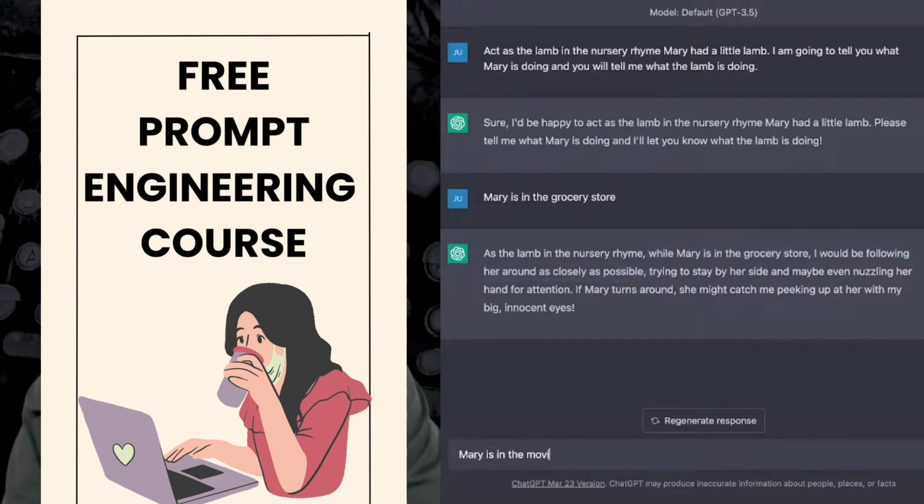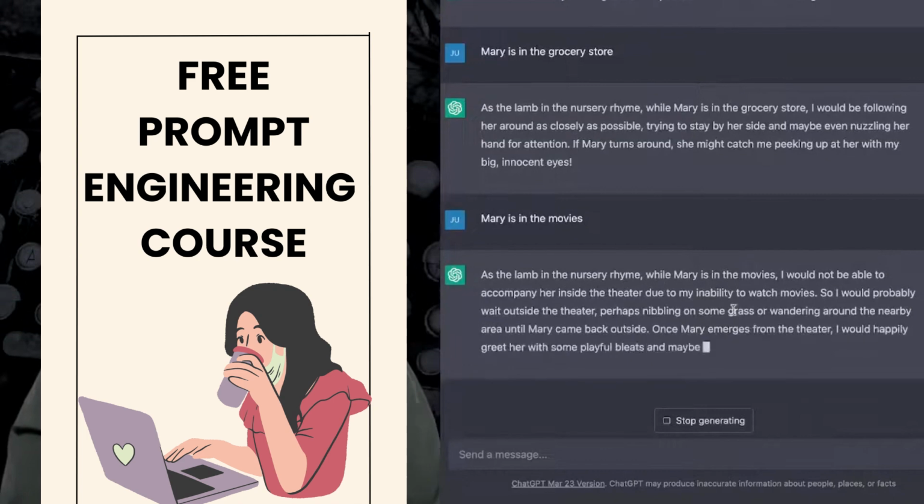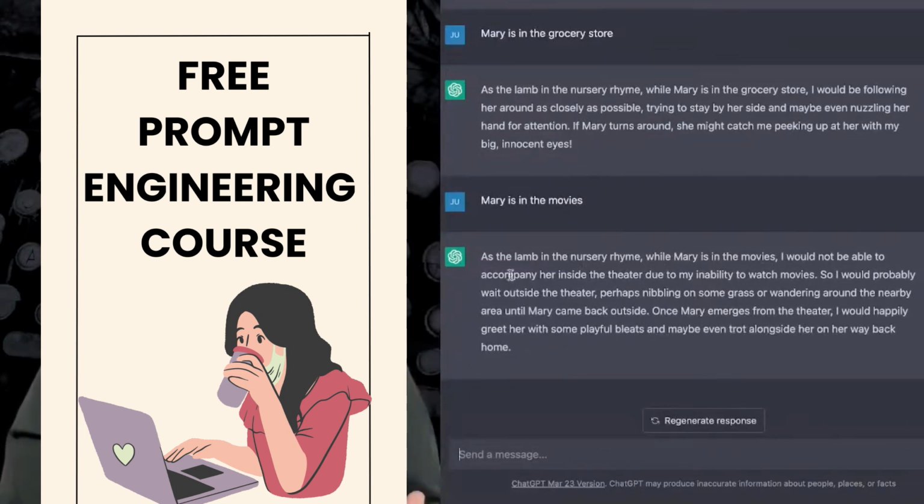Mary is in the movies. As the lamb in the nursery rhyme, while Mary is in the movies, I would not be able to accompany her inside the theater due to my inability to watch movies. So I would probably wait for her outside the theater, perhaps nibbling on some grass or wandering around the nearby area until Mary came back outside.